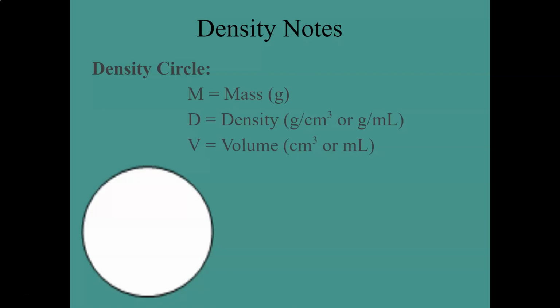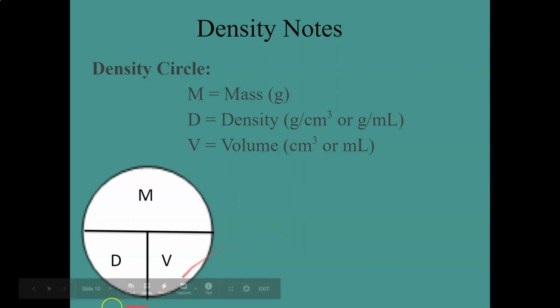Another way to think about how to do these calculations is with a density circle. We have the same variables that go into our density equation, and we use what I like to call the circle T method. In this case, mass is always on the top of our circle, and density and volume are always on the bottom, and it helps to dictate what you do when solving for any of these three variables that may be missing.